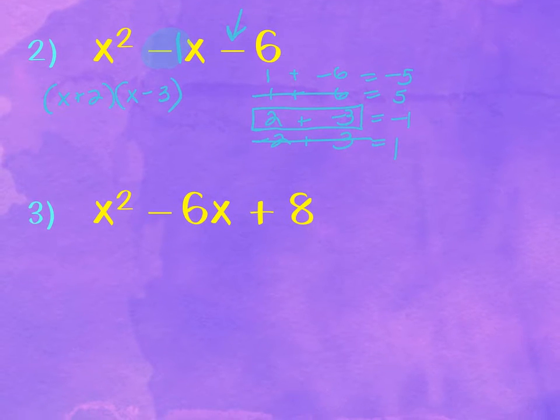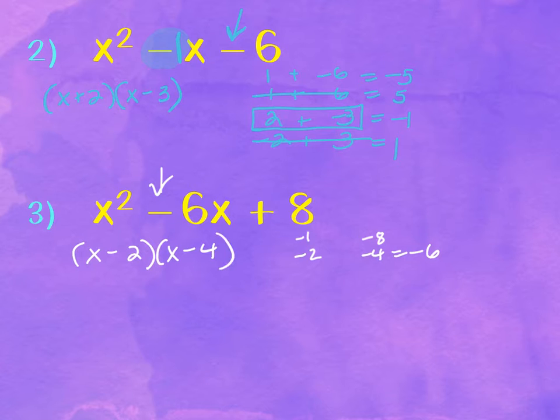So 3, last term is positive, which means the same sign. Middle term is negative, which means both negative. So for 8, I get negative 1 and negative 8. I get negative 2 and negative 4, and that's the one that gives me negative 6. So x minus 2 and x minus 4.